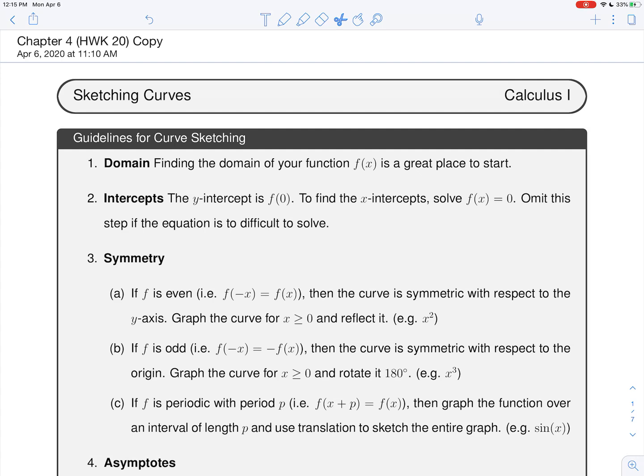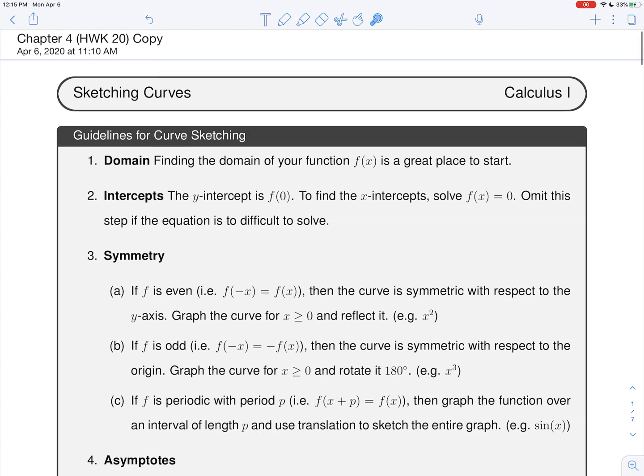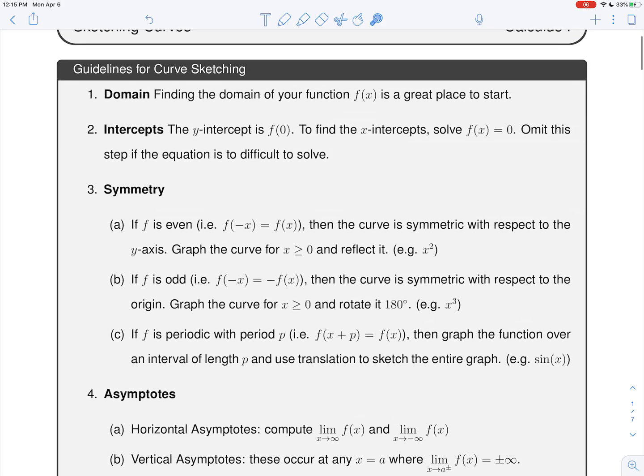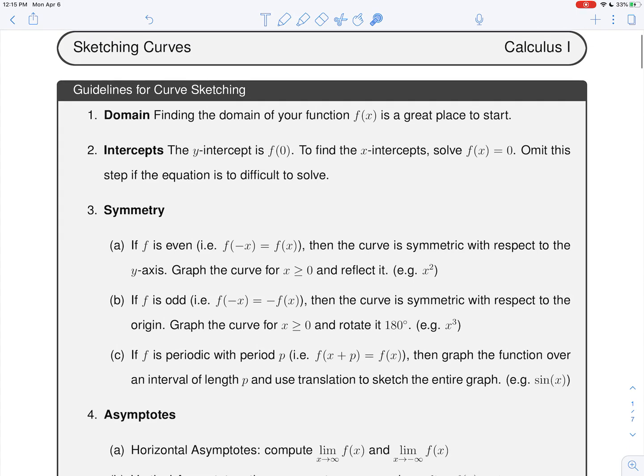Not a lot new, just want to practice putting it all together. I'm just going to do examples in this section, but I did want to show you a document that I've posted to Teams. I call it just kind of a list of guidelines for sketching curves.